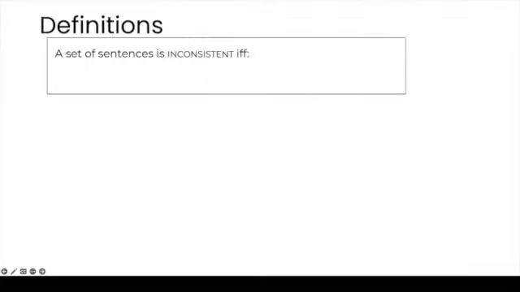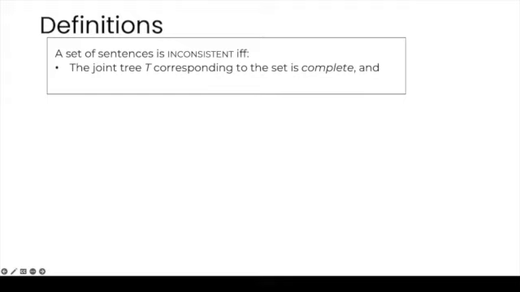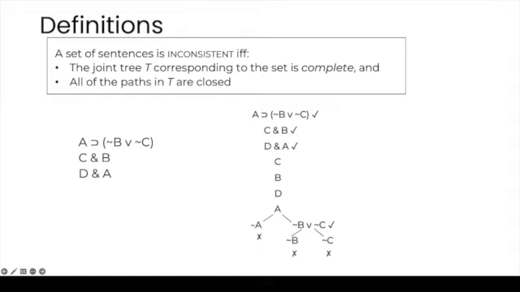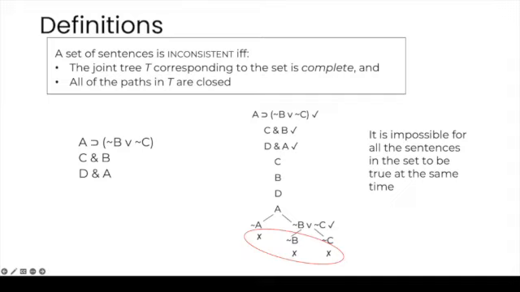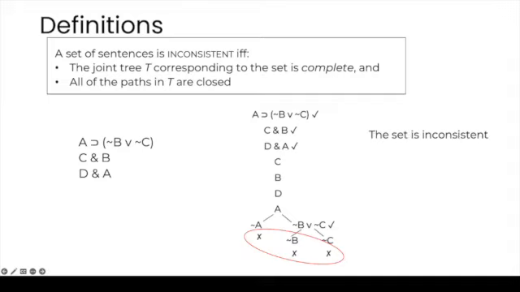Okay, back to our definitions. The last one is this. A set of sentences is inconsistent if and only if the joint tree corresponding to the set is complete and all of the paths in T are closed. Earlier on, we saw that the tree for the set of sentences to the left had all of its paths closed. This means that no assignment can make all the members of the set true, and so it is impossible for all the sentences in the set to be true at the same time. Hence, by definition, the set is inconsistent.